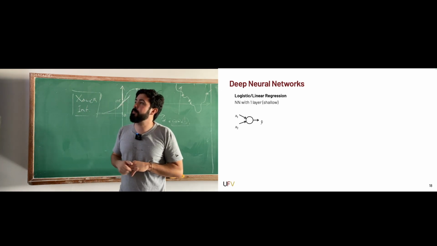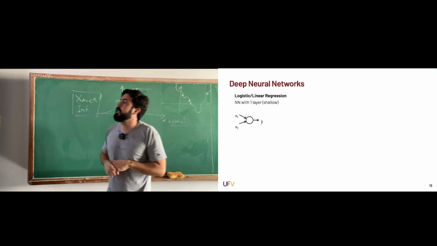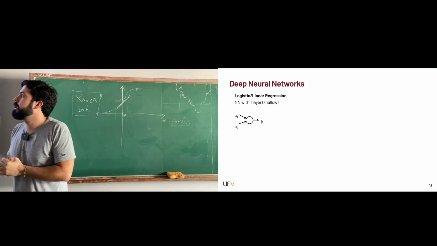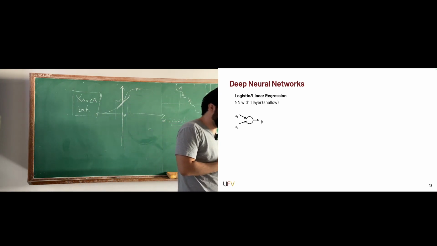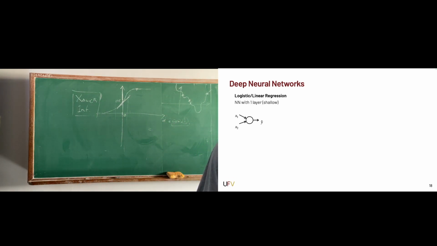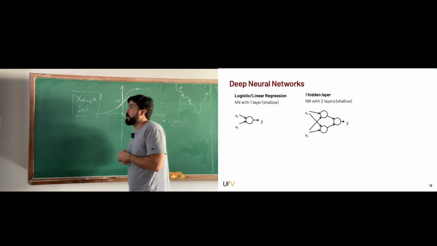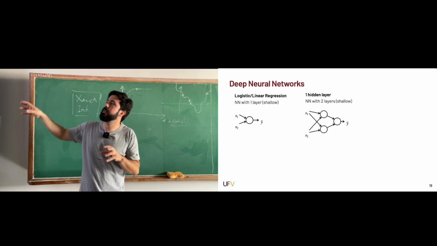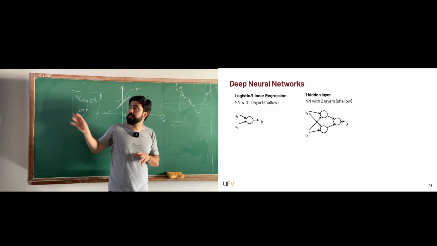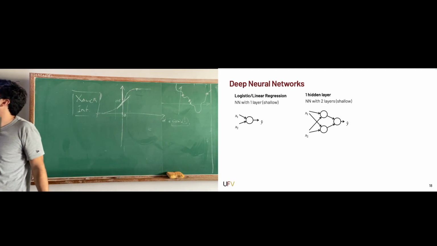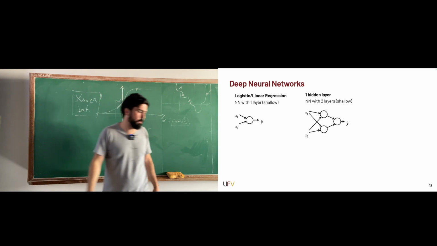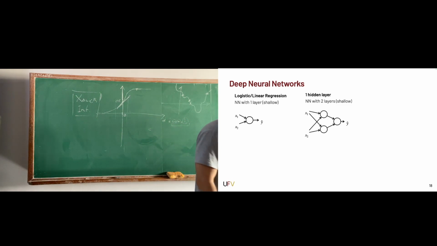Here's some vocabulary. When you have a single neuron, we call that a neural network with one layer, and we say it's shallow. Here we could see, for example, logistic or linear regression models in this category. If you add a hidden layer, which is the kind of models we've been dealing with in this lecture, we have a neural network with two layers. Remember, we count only the hidden and the output layer. We don't count the input layer. So here's also what we call a shallow network.